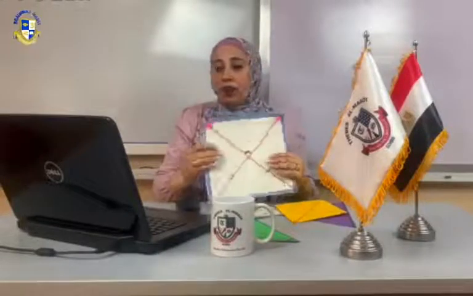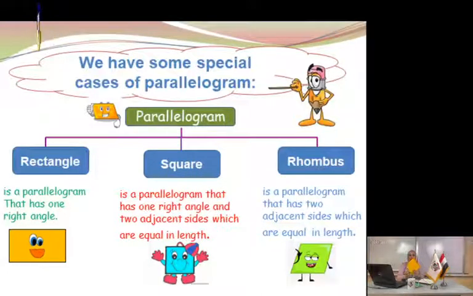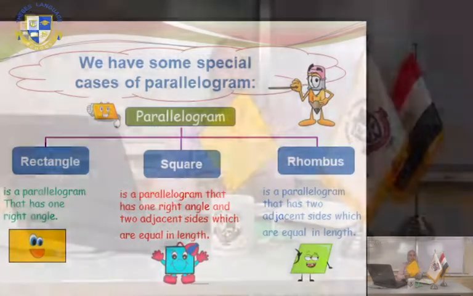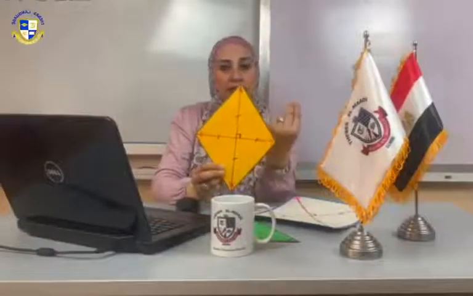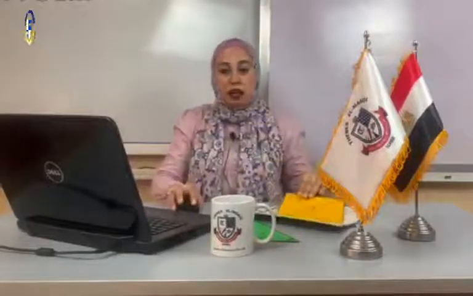The last one is the rhombus. A rhombus is a parallelogram which has two adjacent sides equal in length, and just one condition: two adjacent sides are equal in length. So if I have this condition, the shape will be considered a rhombus.